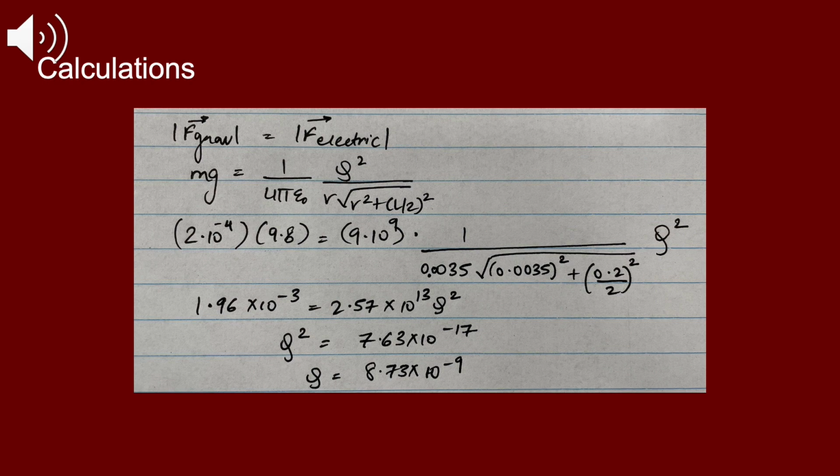Coming to the calculations, we can equate the magnitude of the gravitational force to the magnitude of the electric force of a line. So mg is equal to 1 over 4 pi epsilon into q squared over r into the root of r squared plus (L over 2) the whole squared. This gives us the value of q squared to be 7.63 into 10 raised to minus 17 coulombs. Therefore, the value of the charge is 8.73 into 10 raised to minus 9 coulombs.